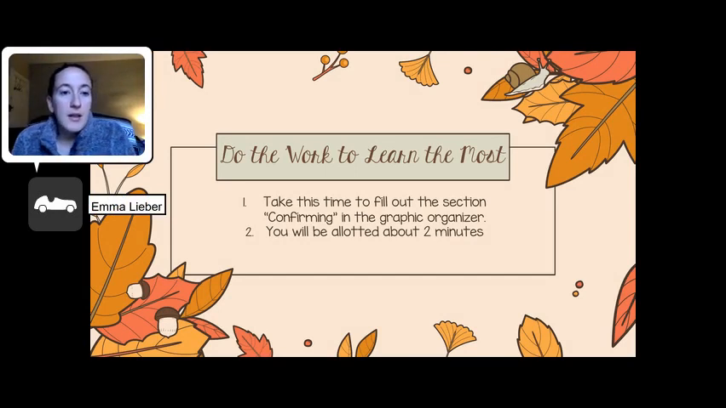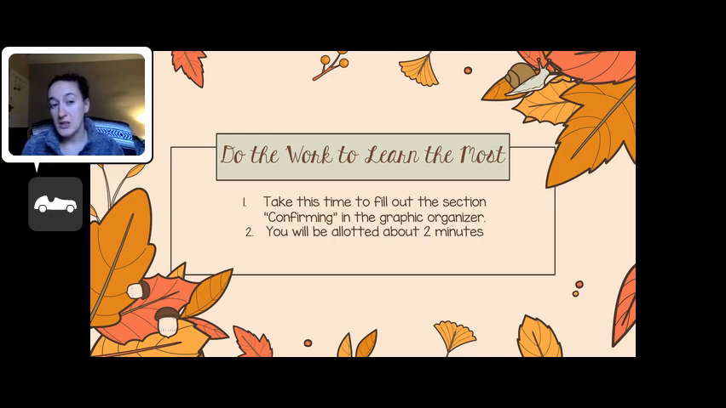Okay, at this point in the professional development, you are going to take about 2 minutes. You are going to fill out the confirming section in the graphic organizer. In this section, you're just going to stop and jot about things you think you know about reading strategies, things you think you know about brainstorming, partner shares, and knowledge mapping. I'll give you about 2 minutes to get that done. And then when you are done, we'll move on to the next slide.